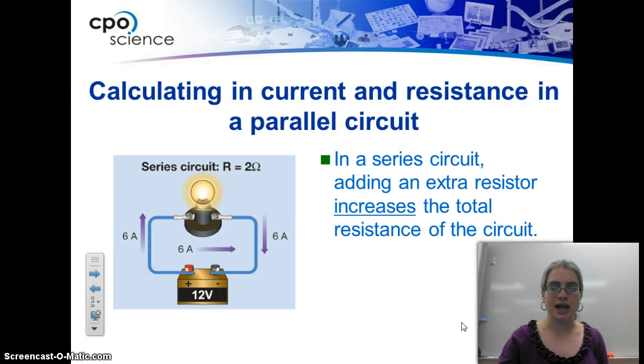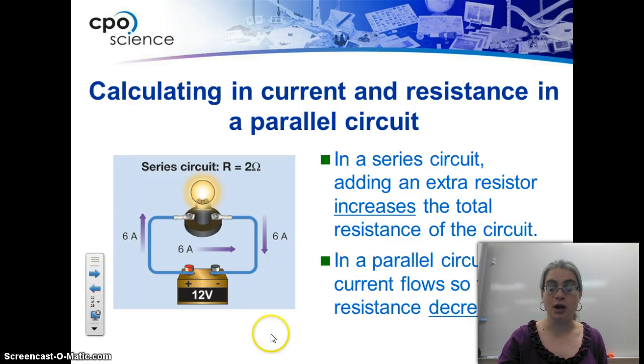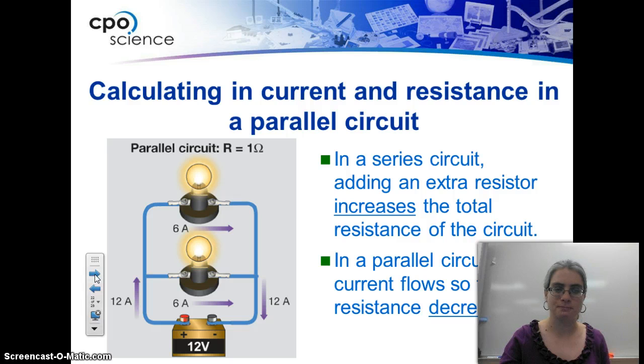In a series circuit, adding an extra resistor increases the total resistance of the circuit. In a parallel circuit, more current flows so that the total resistance decreases. So series, you're adding more resistance. Parallel, you're actually decreasing the amount of resistance.